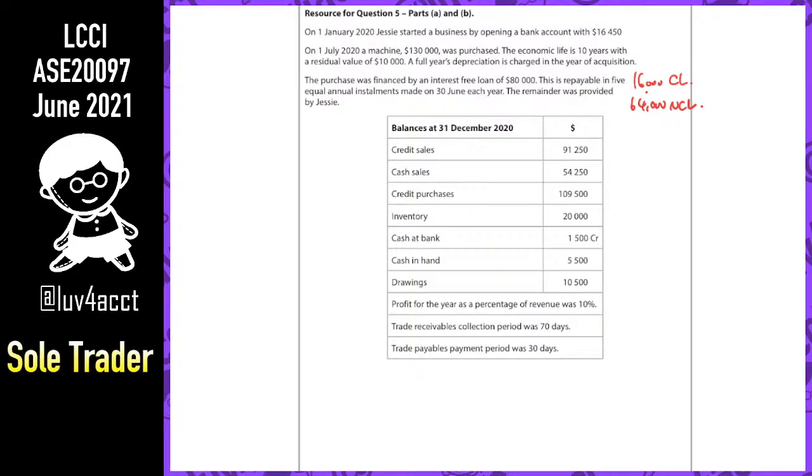So during the year, credit sales, cash sales, credit purchases, inventory. At the end of the year, cash at bank, cash in hand. A credit side means that it is an overdraft. Drawings 10,500. Profit for the year as a percentage of revenue is 10%, so you have net profit. Trade receivables collection period 70 days. Payables payment period 30 days.